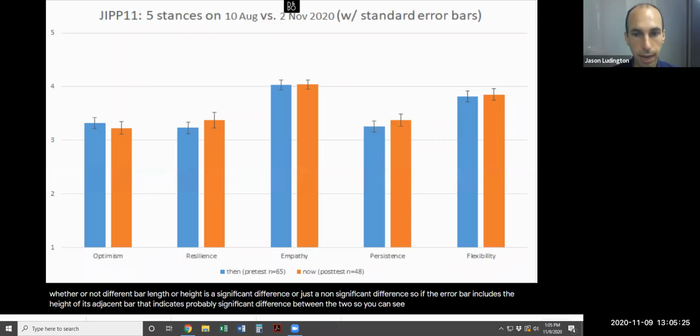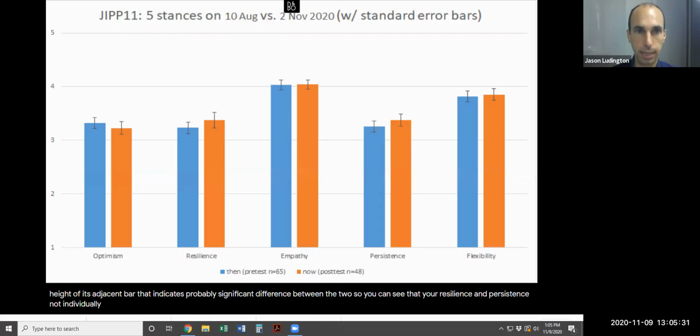So you can see that your resilience and persistence, not individually, but as a class, has increased over the course of, let's see, how many weeks? That's 13 weeks. So that's a good improvement and good for you.